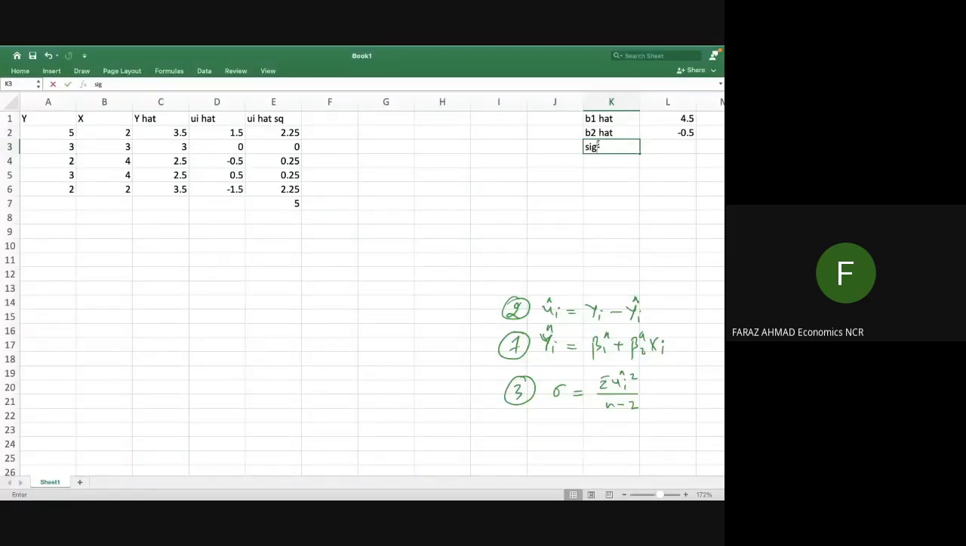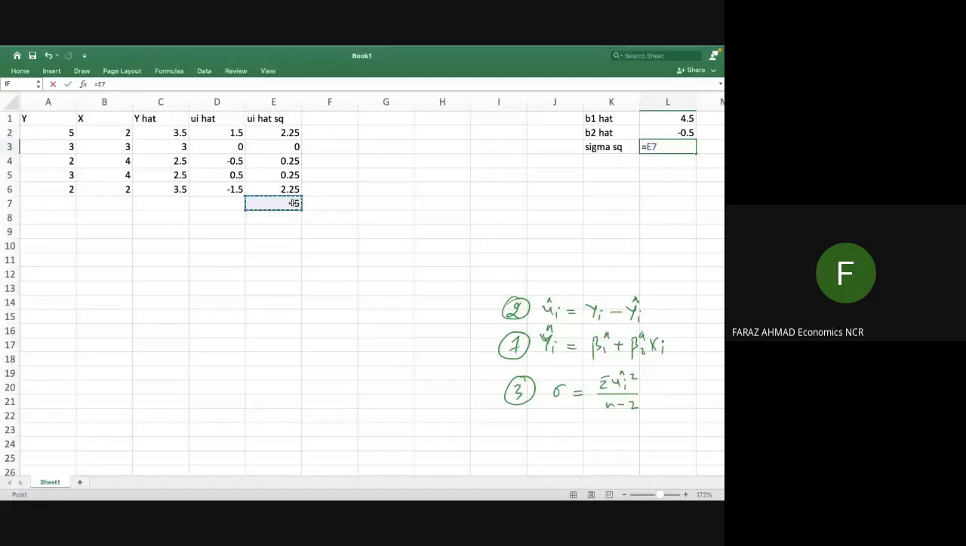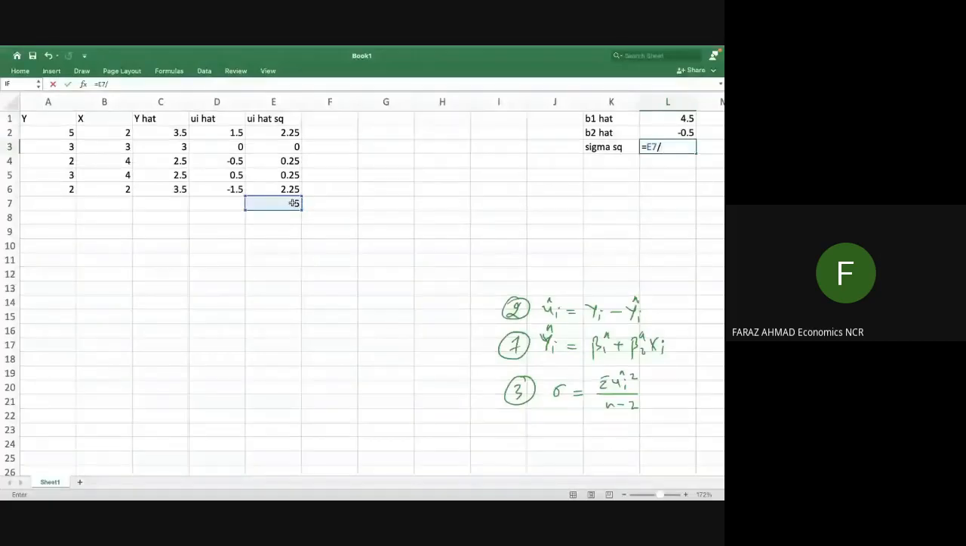So sigma squared equals the summation of ui hat squared, which is 5, divided by n minus 2. So what is n here? Sample size. The sample size is 5 because there are 5 observations on y and x. And n minus 2 means 5 minus 2, which is 3. So sigma squared is 1.66667.